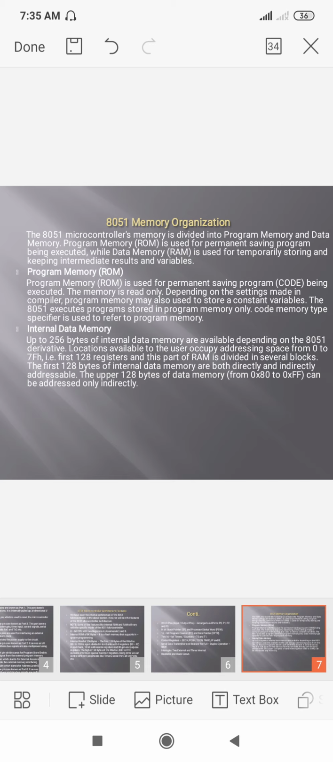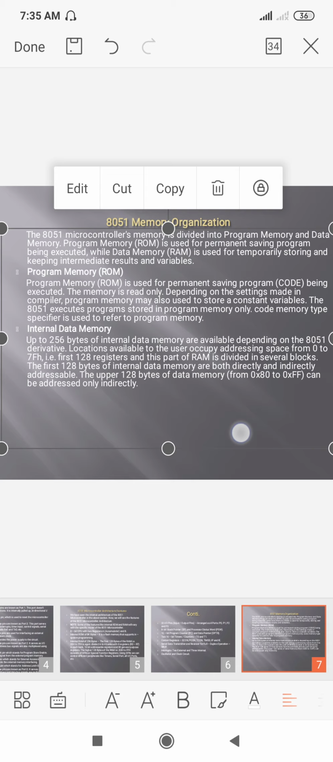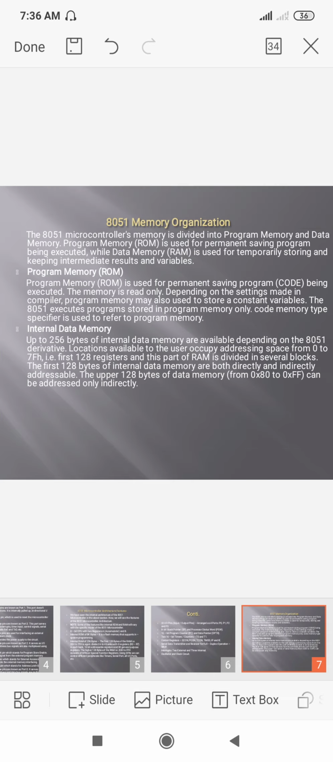Internal data memory: up to 256 bytes of internal data memory are available, independent of the 8051 controller directives. The locations available to the user occupy address space from 0 to 7FH, that is the first 128 bytes, and this part of the RAM is divided into several blocks. The first 128 bytes of the internal data memory are both directly and indirectly addressable. The upper 128 bytes of the data memory, from 80H to FFH, can be addressed only indirectly.